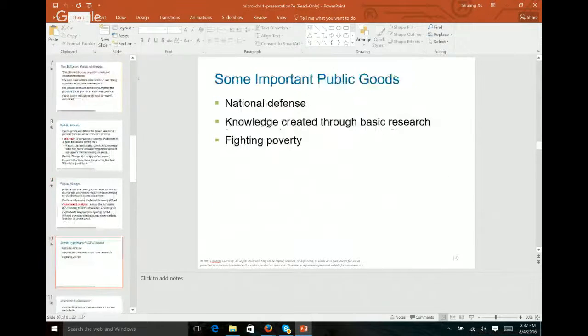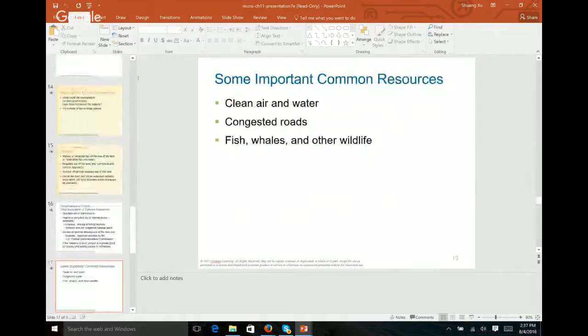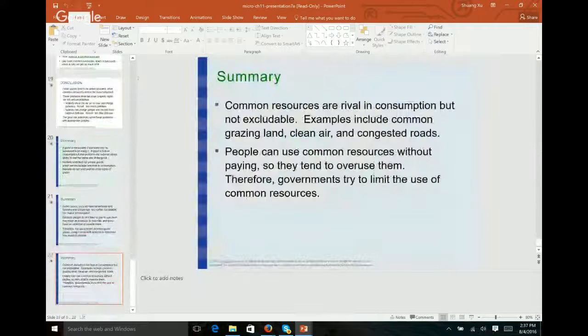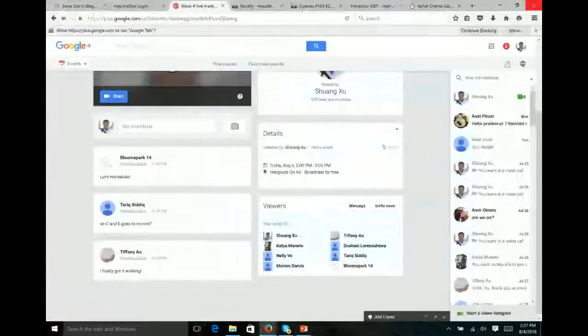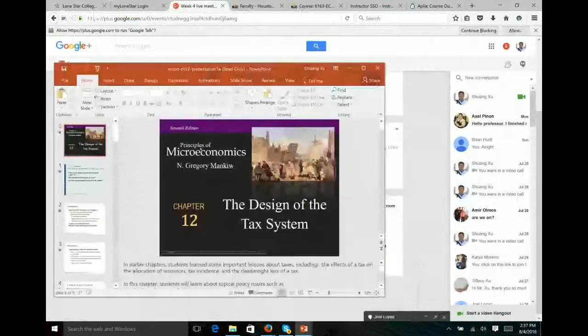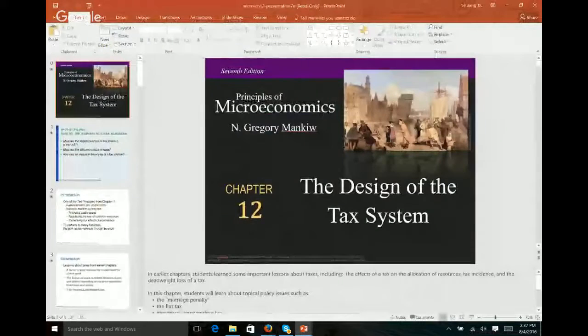All right. Let me see what else is important for chapter 11. All right, so that's it for chapter 11. That's pretty simple. Now, chapter 12 is important. For chapter 12, you've got to pay very close attention to your calculations. And also there are some important definitions in chapter 12.